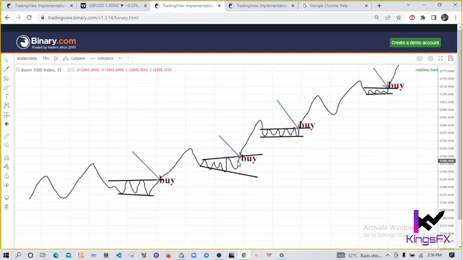The same thing happened here. After a base, we enter. Remember, here at this point, I did not say we are buying. Okay, let me mark out this point. At this point, this is a pullback, right? But we are not buying.